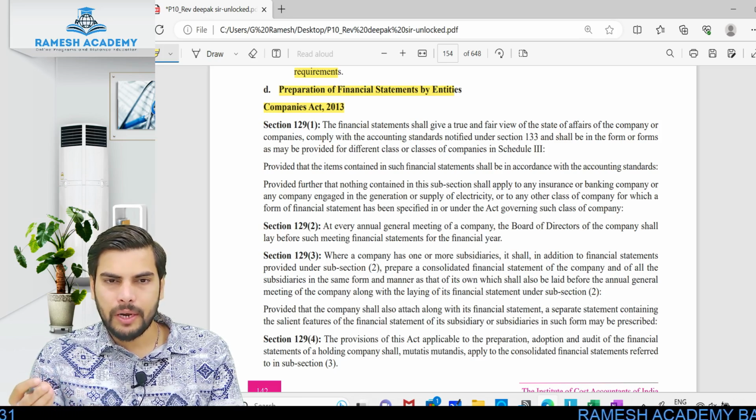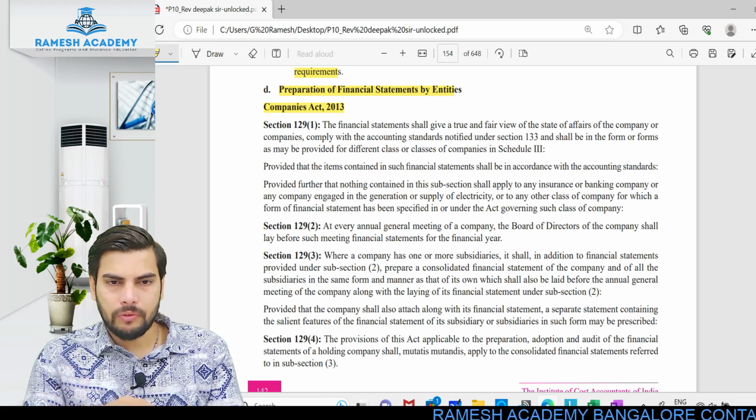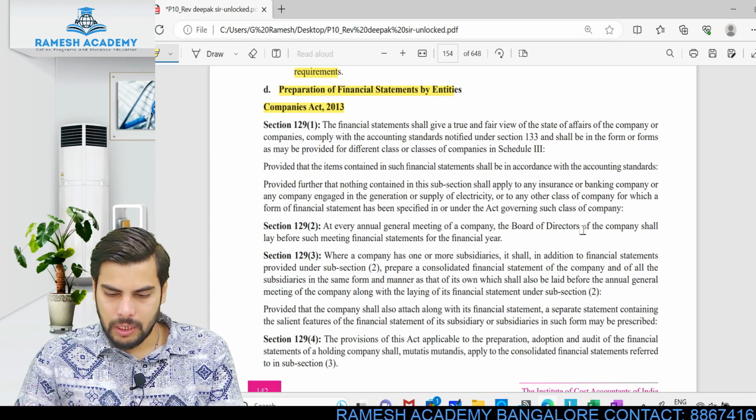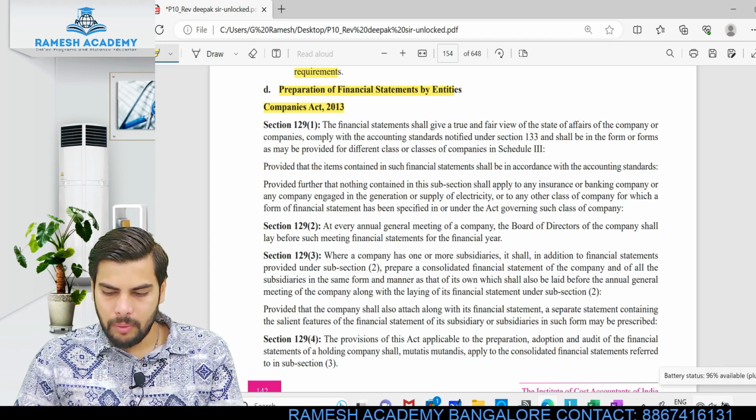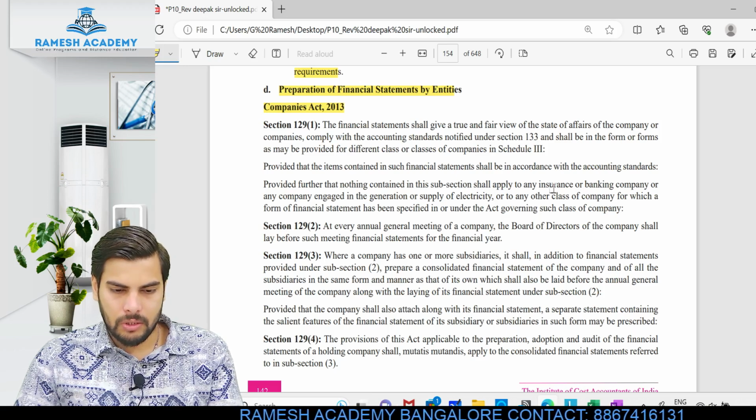Even if you are not able to remember the sections, it is completely fine. But remember the provision relating to preparation of financial statement. Section number, if you don't remember, no problem. But make sure that you are able to remember this particular provision. So let's look into this.